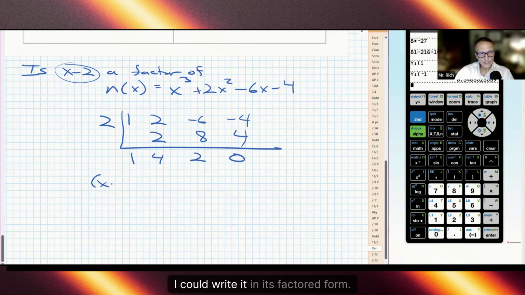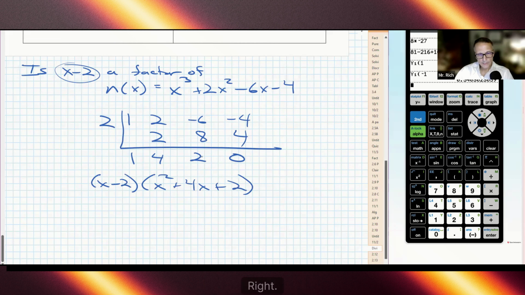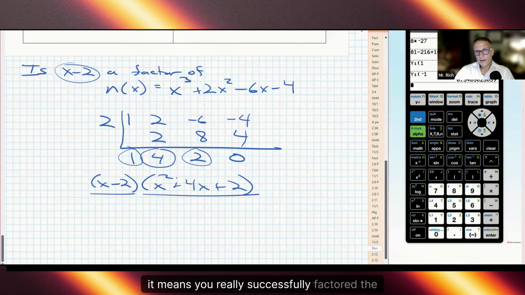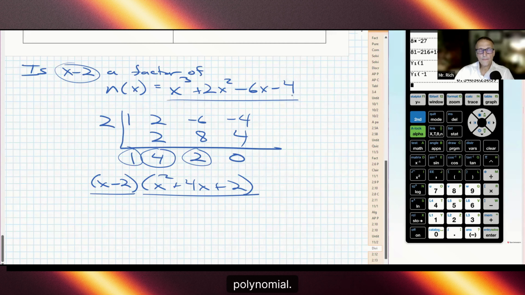In fact, I could write it in its factored form. It must be x minus 2 times x squared plus 4x plus 2, right? Because this would be my constant term. That would be the x coefficient. That would be the x squared coefficient. So when the remainder is 0, it means you really successfully factored the polynomial.